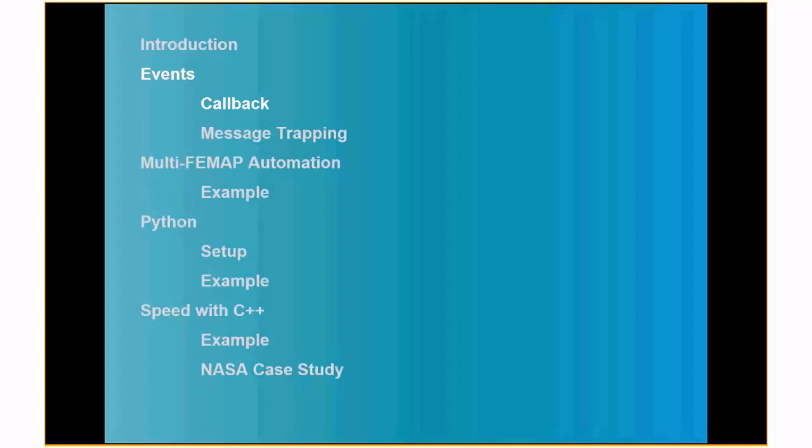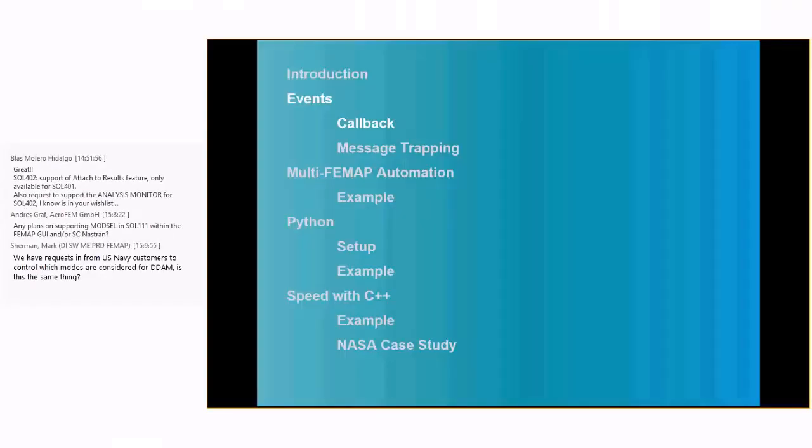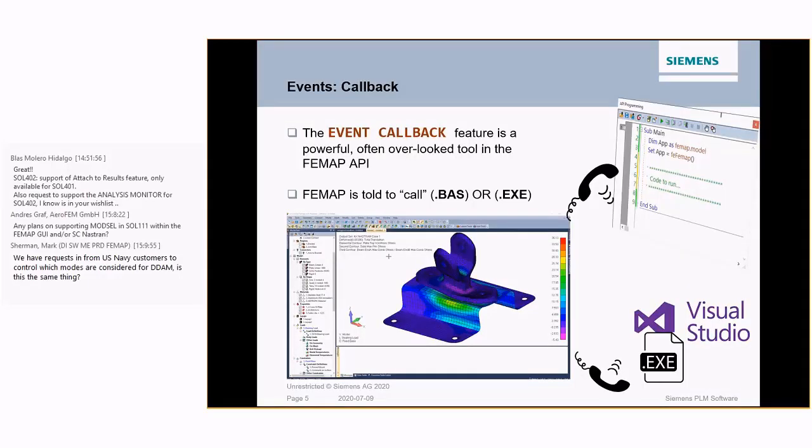So we're going to go beyond this, and we're going to talk about how I can start using events in some applications that I can develop in FEMAP and outside of it. For those who don't know, FEMAP offers a mechanism called the event callback. This is a very powerful, often overlooked tool in our API.